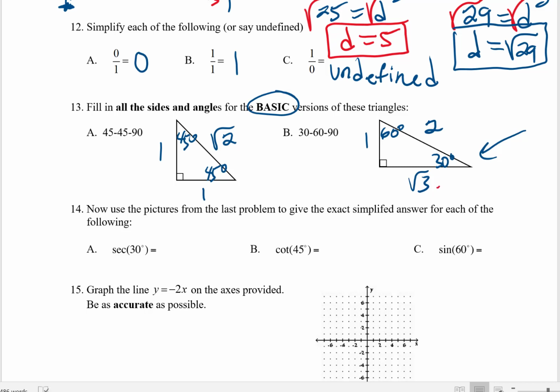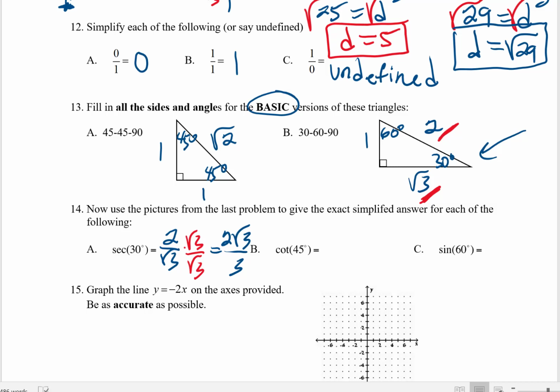Cosine is adjacent, here would be the adjacent leg, divided by 2 the hypotenuse. That's cosine, square root of 3 over 2. Well, that means secant is the reciprocal of that, which would be 2 divided by square root of 3. I do want to simplify, which means I'll need to rationalize, and I end up here with 2 root 3 over 3.